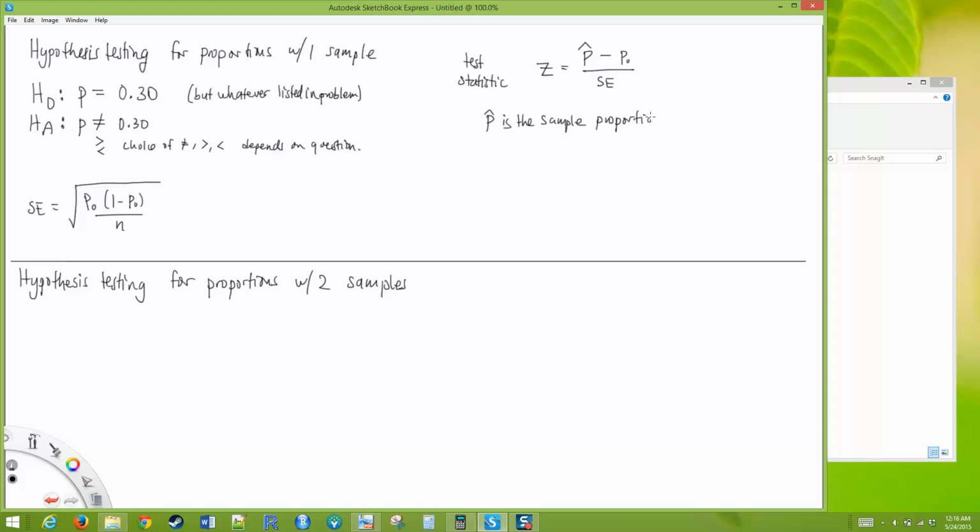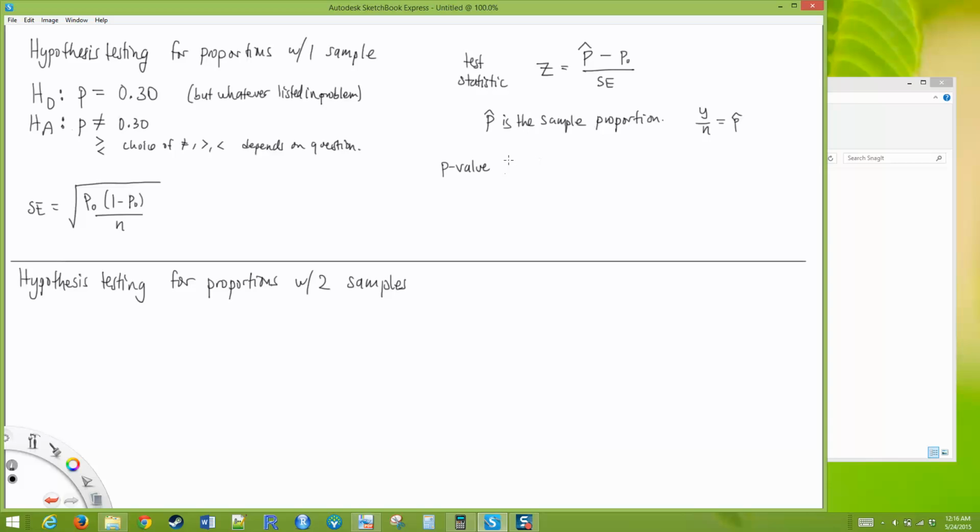It might be given to you directly in the problem. It might say you took a sample and 25% of your sample had this. That would be your P hat. It might list it as y over n. You might have to say you took a sample of size 100 and 25 people in that sample had this, and then you have to do 25 over 100 to get your p hat. So you would need your test statistic, and then you would find your p-value.